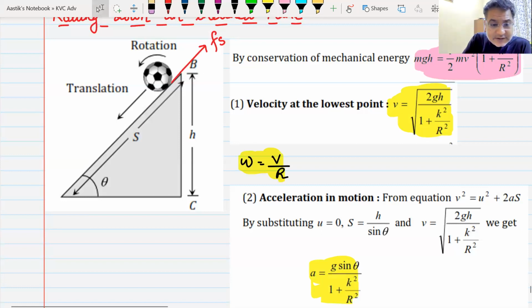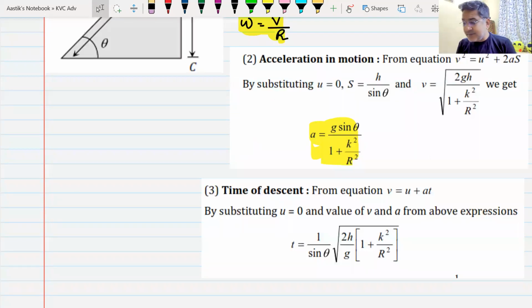Then the next thing they might also ask you is what is the time it takes to come down. This is the formula for the time it takes to come down. Nothing but v equals u plus at has been put, and you got this answer. It is very tough to remember, but if you can remember it, it will be very helpful. Do we understand this? Yes, sir.